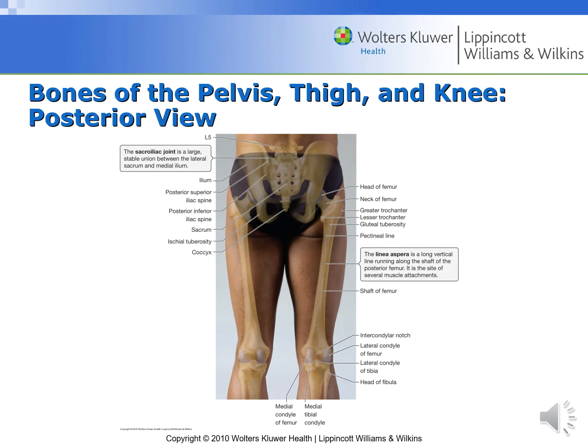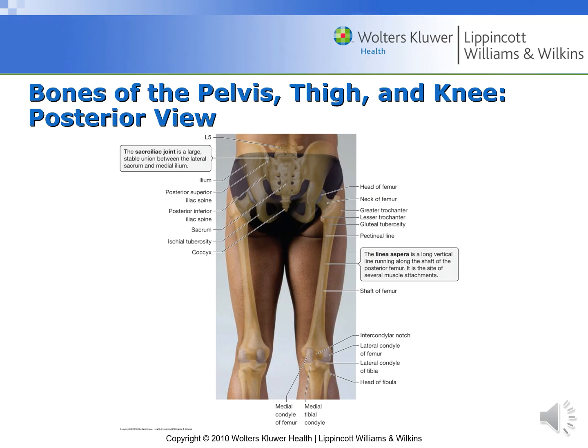Now from the posterior view, beginning most superiorly, starting on the left-hand side, we can see L5. This is the lumbar vertebral bone. We can see the sacroiliac joint. It is a large stable union between the lateral sacrum and the medial ilium. We see the ilium. We see the posterior superior iliac spine. We see the sacrum. We see the ischial tuberosity, and we see the coccyx.